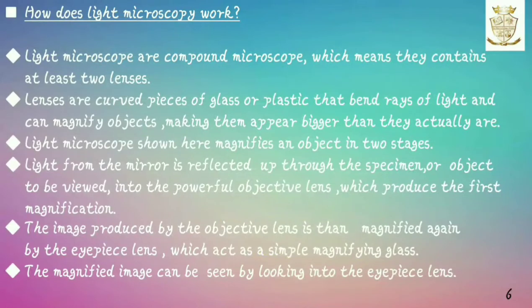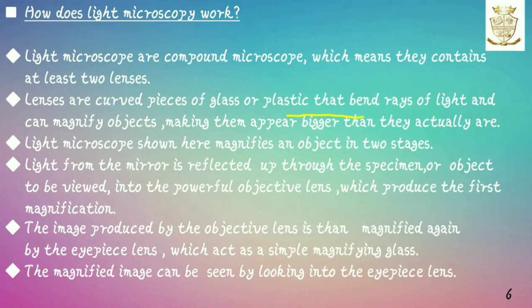Then how does light microscopy work? Light microscopes are compound microscopes, which means they contain at least two lenses. The lenses are curved pieces of glass or plastic that bend rays of light and can magnify objects, making them appear bigger than they actually are.